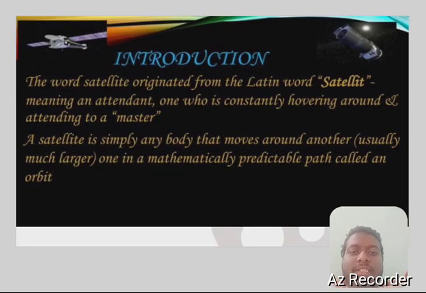The word satellite originated from the Latin word satellite, meaning an attendant, one who is constantly moving around and attending the master. A satellite is simply any body that moves around another, usually much larger one, in a mathematically predictable path called an orbit.